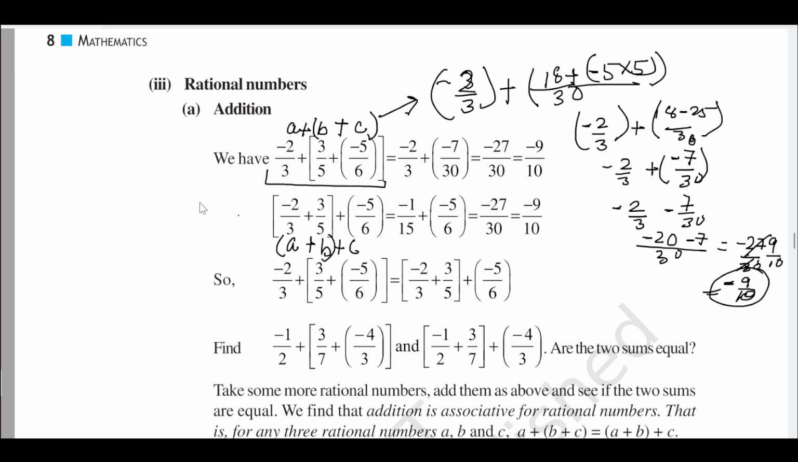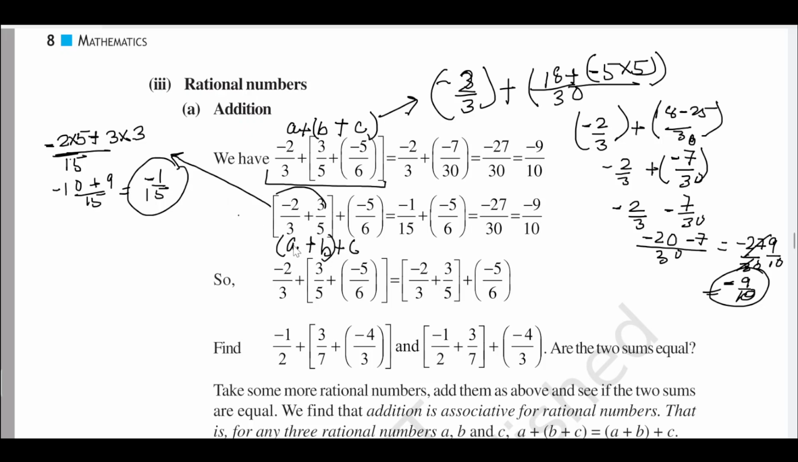So in this case, first we will solve the things inside the bracket. So 15 will be the LCM. 15, minus 2 into 5 plus 3 into 3. So it will be minus 10 plus 9 by 15. So minus 1 by 15. Okay, this thing is minus 1 by 15. Minus 1 by 15 plus minus 5 by 6.